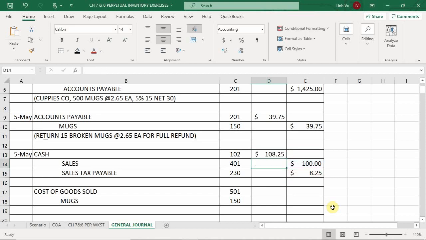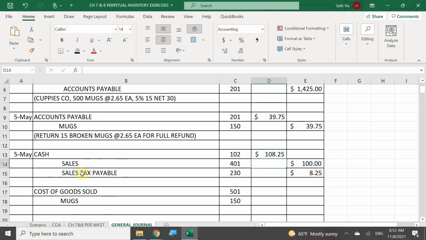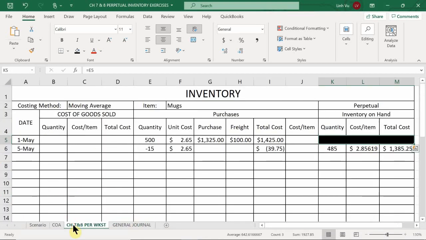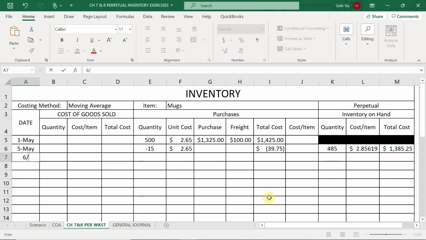Good. Now, in this case, you definitely need to go to your inventory worksheet in order to solve for the cost of goods sold. So, if I know I sold 10 mugs, let's go to my inventory worksheet. I sold 10 mugs, all right, at what cost per item? What's my average cost right now for every item if I sell it? 2.85619. Good, right? So in this case, I'm going to use my equal round because I want a rounded number at the end of the day.